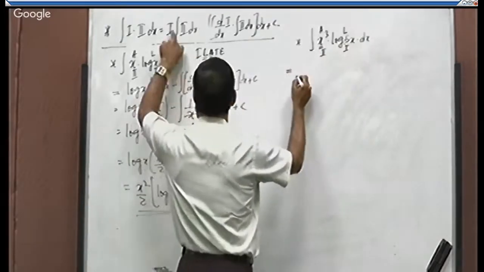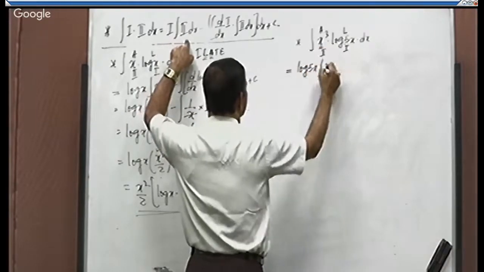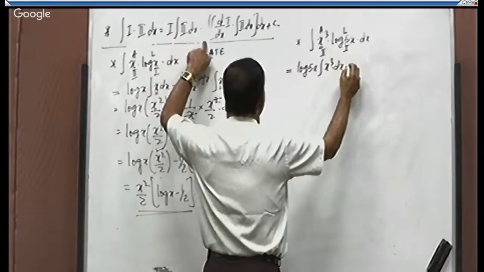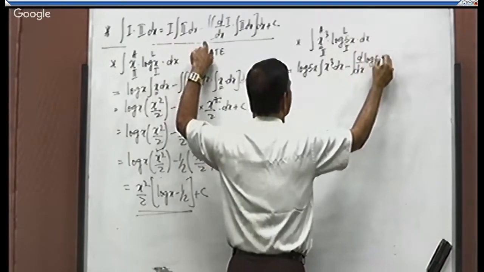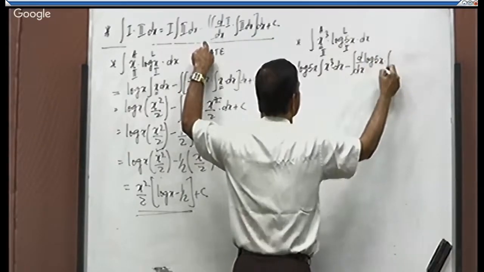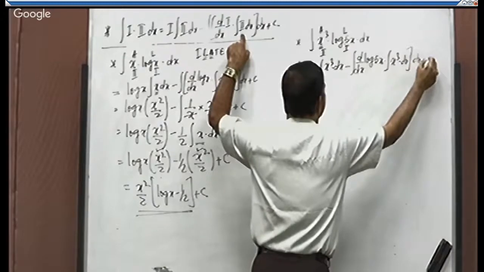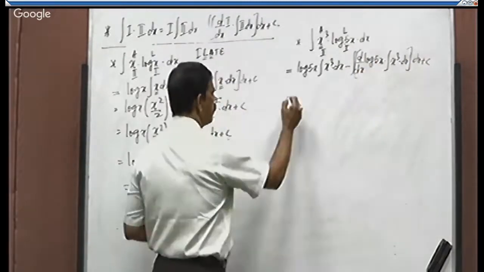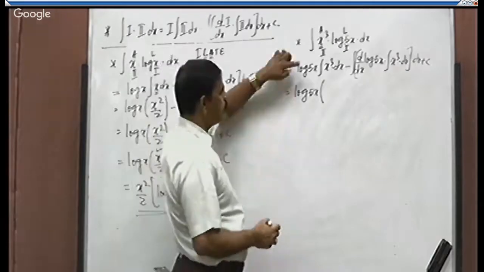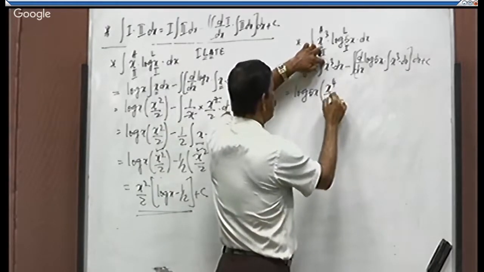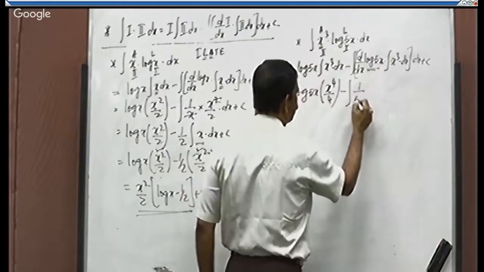Use the rule. Rule says that first function, log 5x, into integration of second, x cube dx, minus integral of d by dx of first, that is log 5x, into integration of second, which is second function, x cube into dx plus c, taking bracket. This is equal to what? Log 5x is taken as it is. Integration of x cube. What is integration of x cube? It is x to the power of 4 by 4, right? 3 plus 1 by 3 plus 1, minus integral of differentiation of log 5x, log of function, is it right?